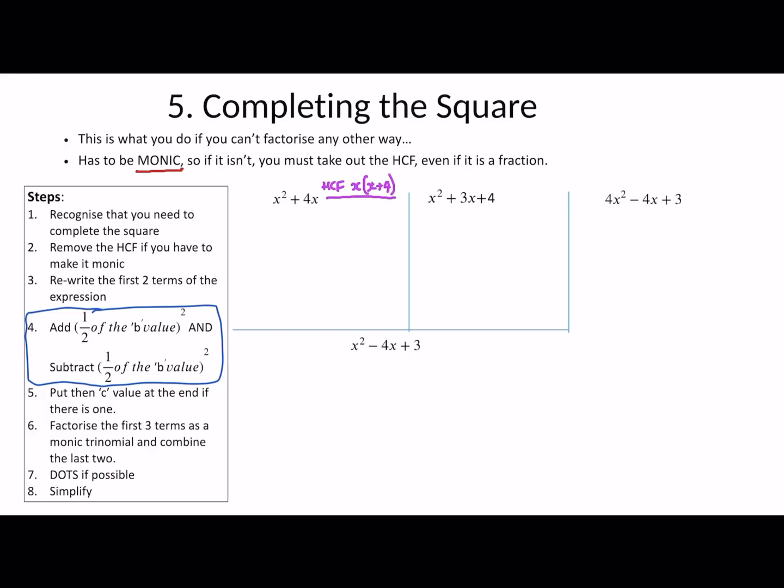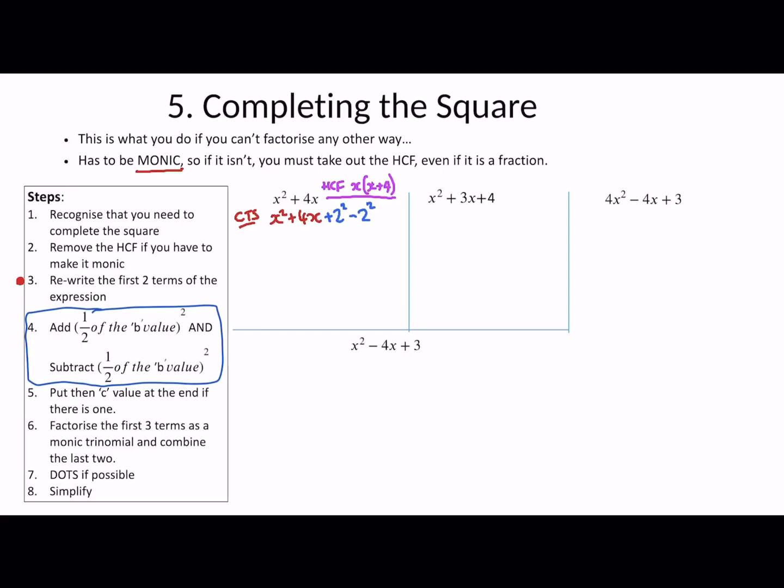All right, so if we're going to complete the square on this one, look at step number 3, that's where we're up to. Rewrite the first two terms of the expression. There are only two terms, so I'll rewrite that, x squared plus 4x. Now here's the bit in blue. Add half of the b value. Our b value is 4, half of that is 2. So we're going to add 2 squared. That's what I mean, we're going to add half of the b value squared. But then we also have to take 2 squared away because that has to cancel itself out.